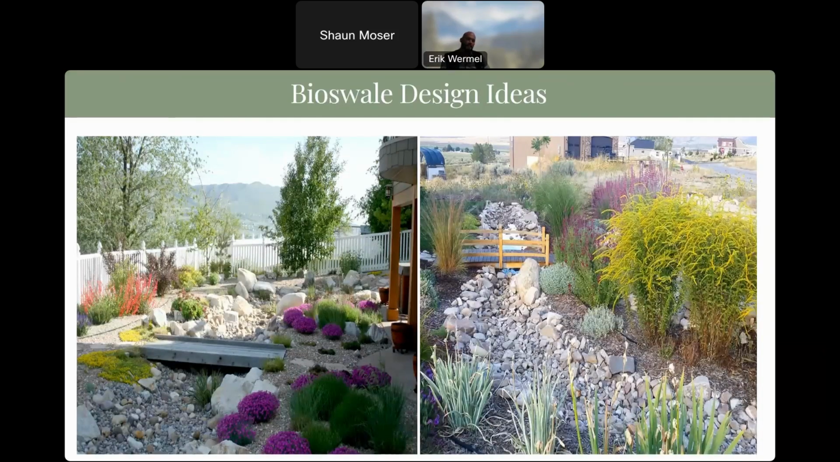And bioswale design ideas, both of these images come from people that have participated in some of our landscape programs. You can create almost separate rooms in your landscape. Beautiful areas that, by adding some elevation differences and some rocks, give a cool natural look that you can add, with, of course, the benefit that it's integrating function along with the beauty.